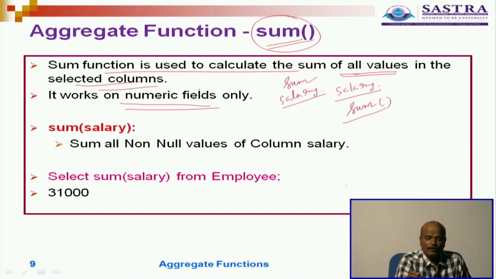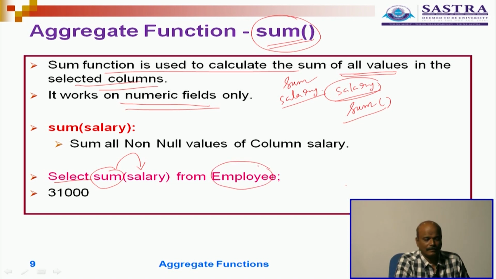Okay. So now in the employee table, we have one column called salary. If I want to retrieve the sum of all not null values in the column salary, what syntax can I use? So select, and what aggregate function am I going to use? Sum. I am going to apply this function sum on the field name called salary, from the employee table. So select and from are the keywords: select sum of salary from employee.